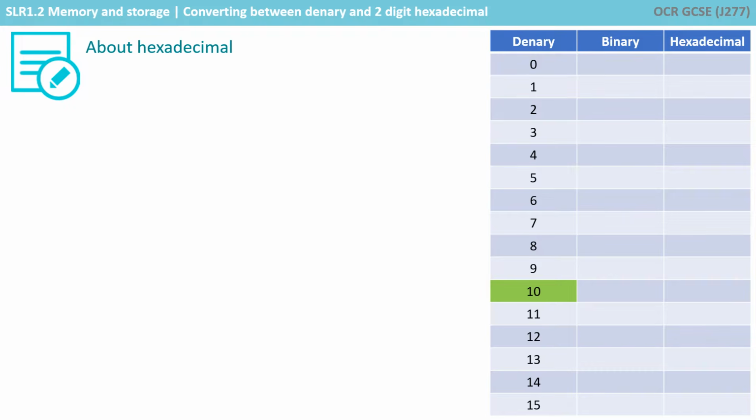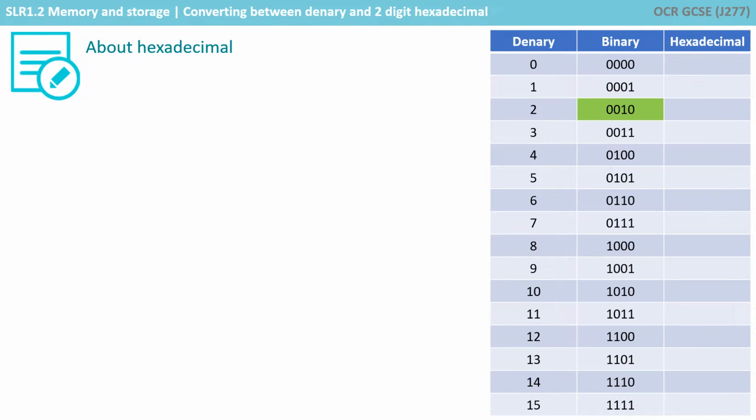So we've already learnt that the denary system is a base 10 system. We only have the symbols 0 to 9, and when we want a 10, it's a 1 and a 0. We've also learnt that the binary system is a base 2 system, so we only have the numbers 0 and 1. And if we want a 2, it's 1 and 0. And now we're introducing hexadecimal, which is a base 16 number system, and it means we've got the numbers 0 through 15, and if you want a 16, it's a 1 and a 0.